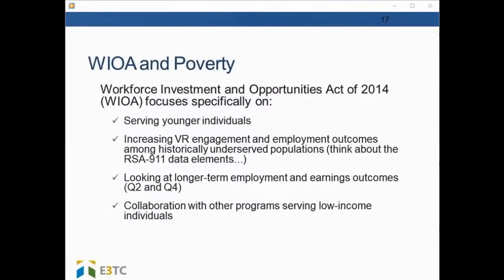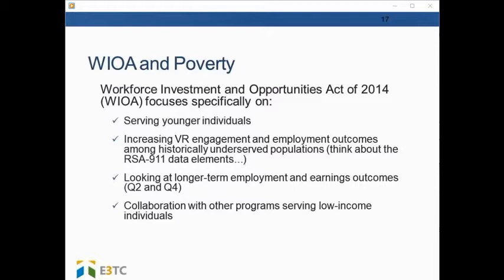If we can work with individuals with disabilities starting at younger ages, and specifically those that are also experiencing poverty or living in multi-generational poverty households, we have an opportunity at early intervention to help change the trajectory of those lives. WIOA also places an increased responsibility on VR programs to engage and successfully employ individuals representing the historically underserved populations.